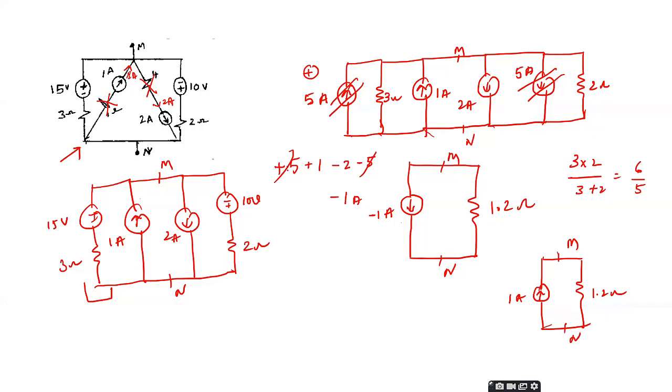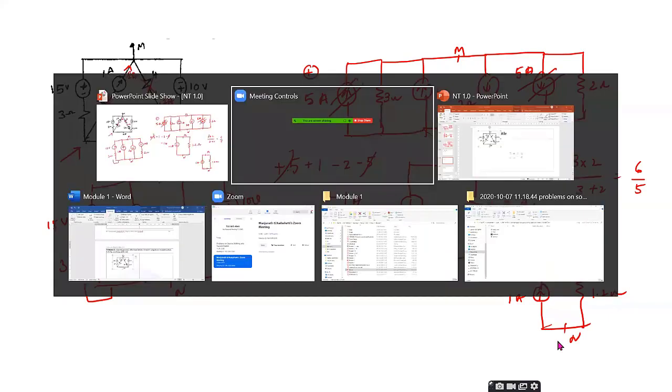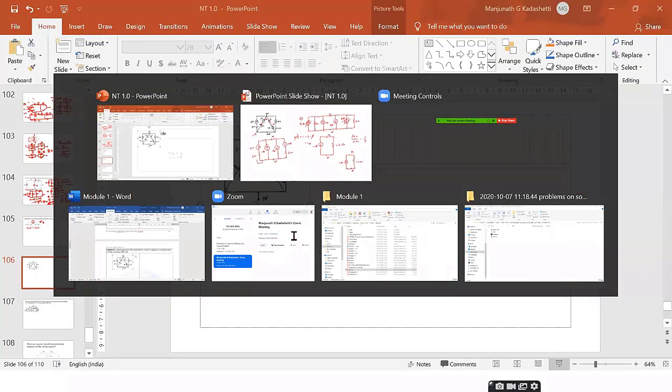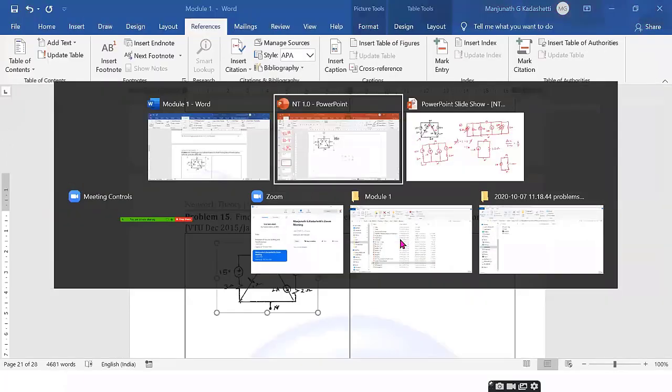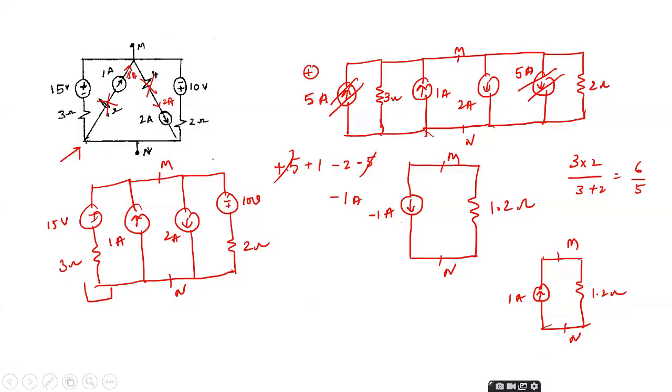But what is the asked question? What is the asked question? The potential difference between the node M and N. Okay, so what is that potential difference between the node M and N? So convert this into a voltage source in series with the resistance, plus minus. It is M and it is N, 1.2 ohm. What is the voltage? 1 into 1.2, it is 1.2 volt.